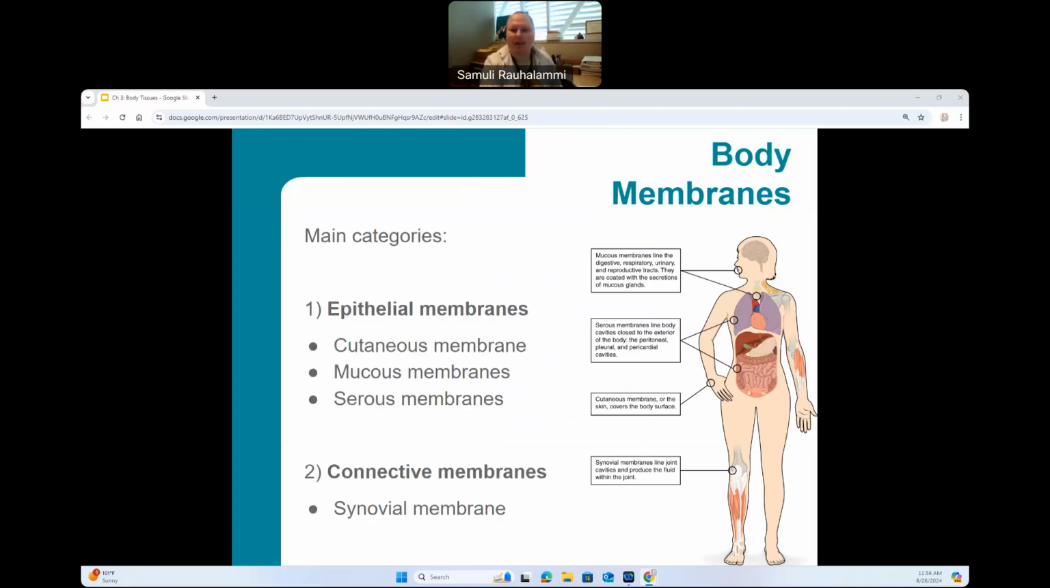Let's consider a little bit different kinds of epithelial membranes. The cutaneous membrane, which is basically our skin, is the topic that we'll consider next in our course. These are really dry surfaces, the outermost protective membrane of the body. And like I said, we'll spend time talking about the role of these cutaneous skin membranes in just a bit.